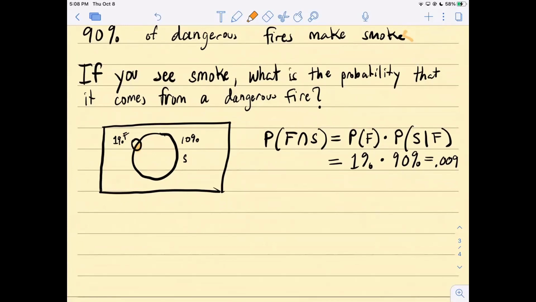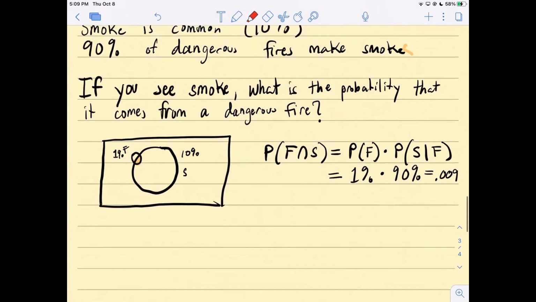You got it. Nice. So does everyone see that? The smoke circle is 10%. So 10% of all events end up in smoke. And out of those, 0.009 come from dangerous fires. So therefore, the question prompt is actually asking, what is the probability of a dangerous fire given that there's smoke?